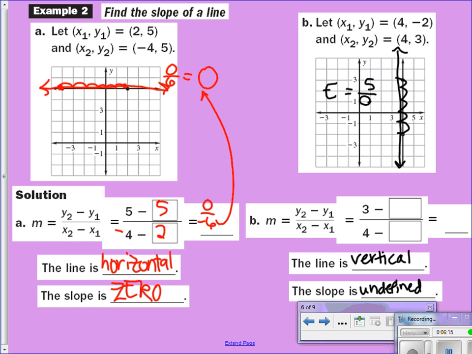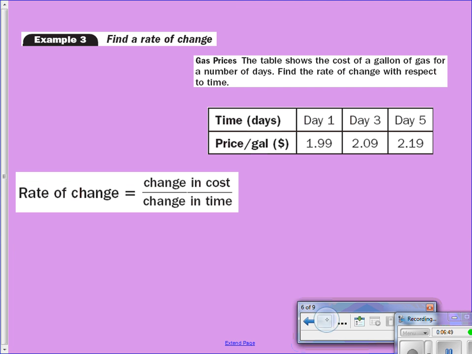Let's check that with our ordered pairs. My y values are 3 and -2, and 3 minus -2. And my x values are 4 minus 4. Notice the x values are the same. 5 over 0, and that's going to be undefined. A lot of people remember this as 0 in the numerator is okay, and 0 in the denominator is a no-go.